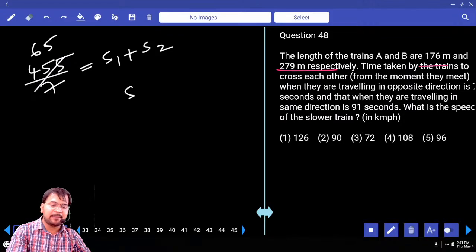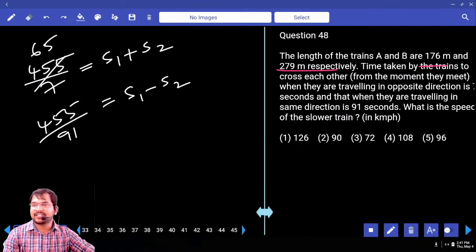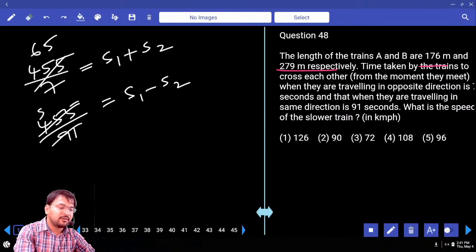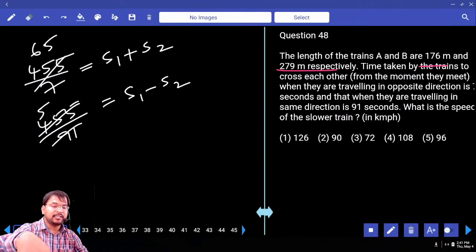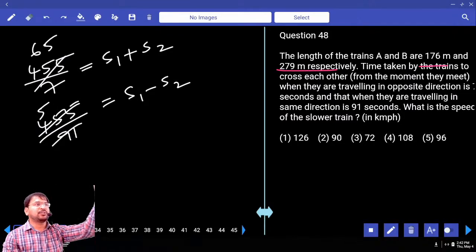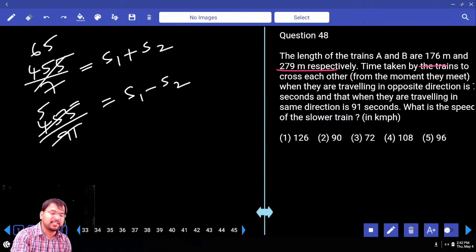Now in the next case, same direction. Distance is 455 only. Time is 91 seconds. 455 by 91 is 5. Now we need the slower one. First of all, tell me, S2 gets cancelled. 2S1 is equal to 70. Then one is 35, another one is 30. Slower train speed is 30 and the faster one is 35.